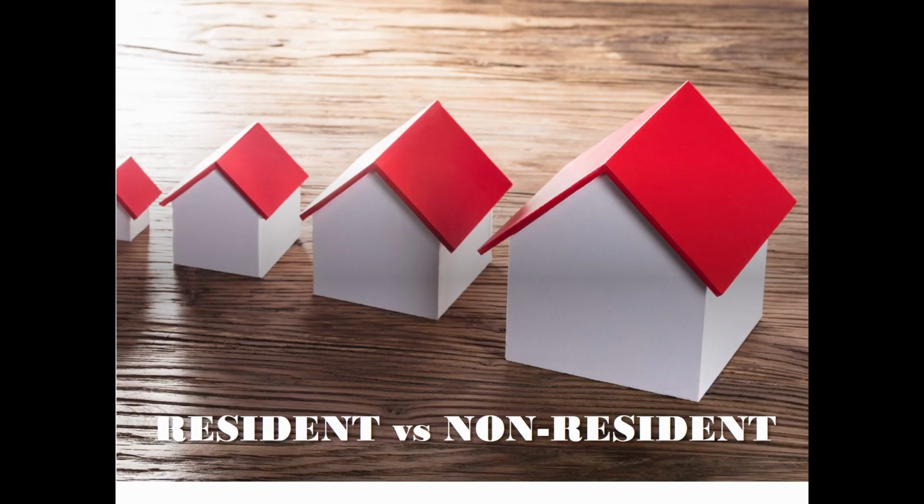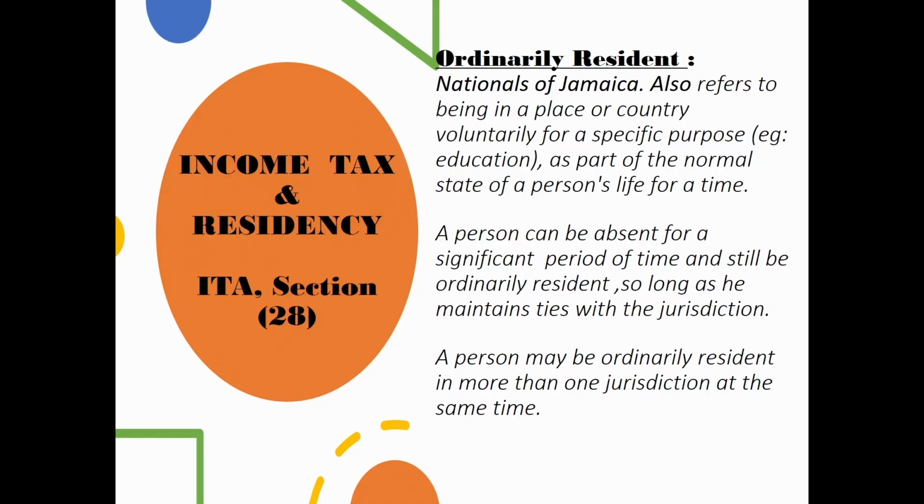Let's move right along. So we would have said what resident and non-resident is. We can just read a little from this now. So it says ordinarily resident, which we discussed already. But one thing to note is that as long as you are ordinarily resident in Jamaica for tax purposes, and as long as you maintain ties with Jamaica or the jurisdiction that you are ordinarily resident in, then that's where your residence is. You're resident for tax purposes.